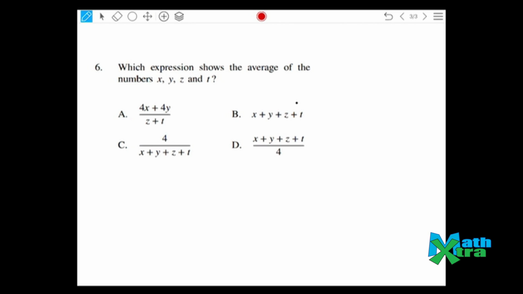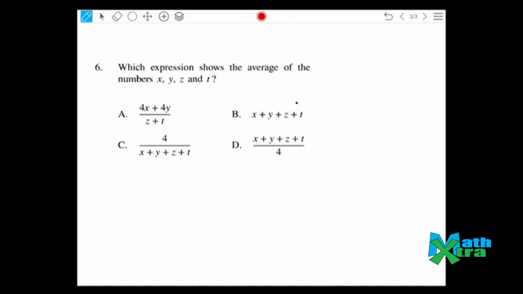Did you guys get that? What do you think? Do you want to try another? Let's try another. Let's take a look at this. Which expression shows the average of the numbers x, y, z, and t? This reminds me of our warm-up, our refresher. Remember we were talking about averages? You just add up all the numbers in the data set and then you divide by how many numbers there are. Luckily, we don't have any numbers, we have variables.